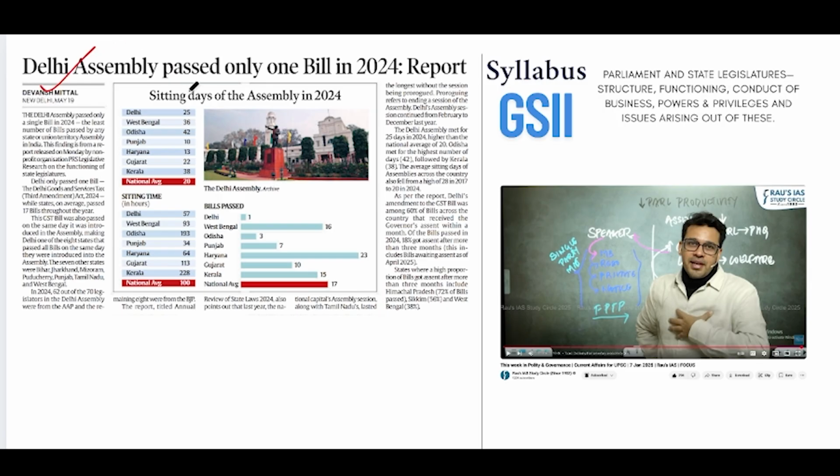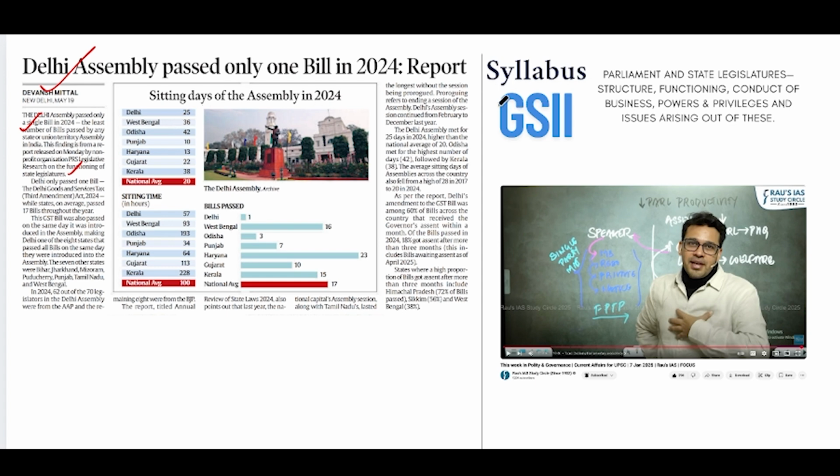The next article for discussion: Delhi Assembly passes only one bill in 2024, which appears on the regional news page of Delhi. So the Delhi Assembly has passed only a single bill in the entire year 2024, the least number of bills passed by any state or union territory assembly in India. This finding is from a report released on Monday by the non-profit organization PRS Legislative Research on the Functioning of State Legislatures.